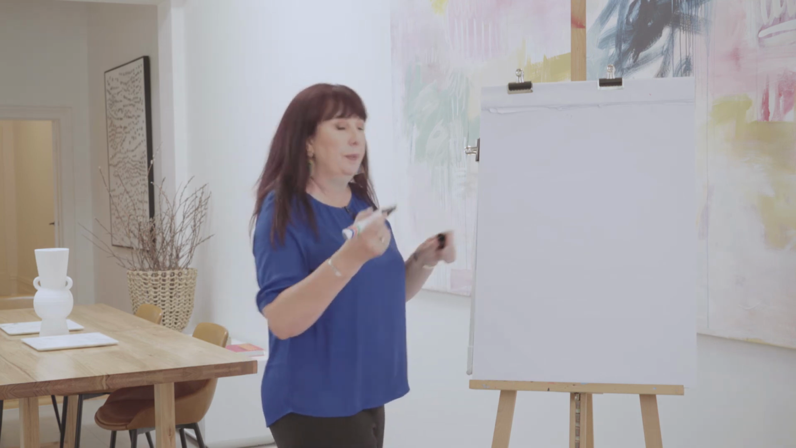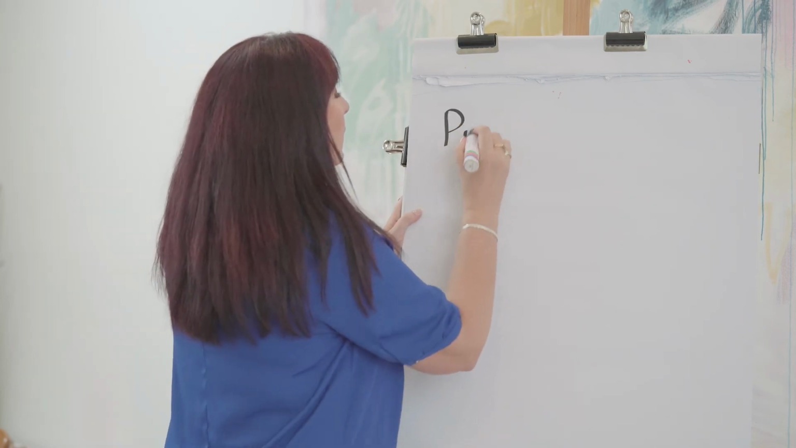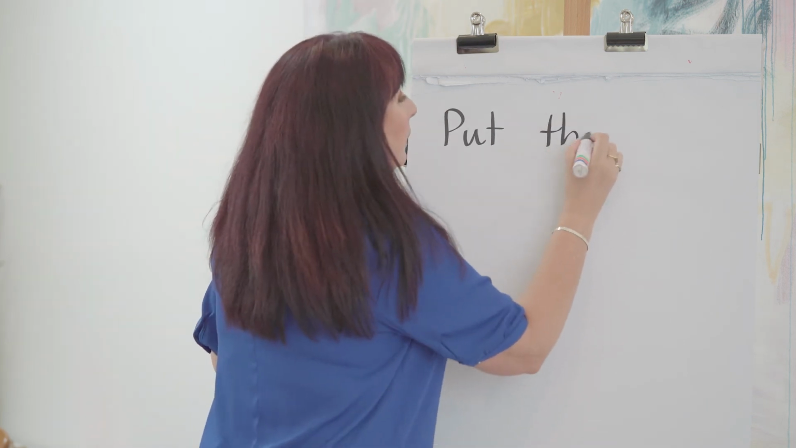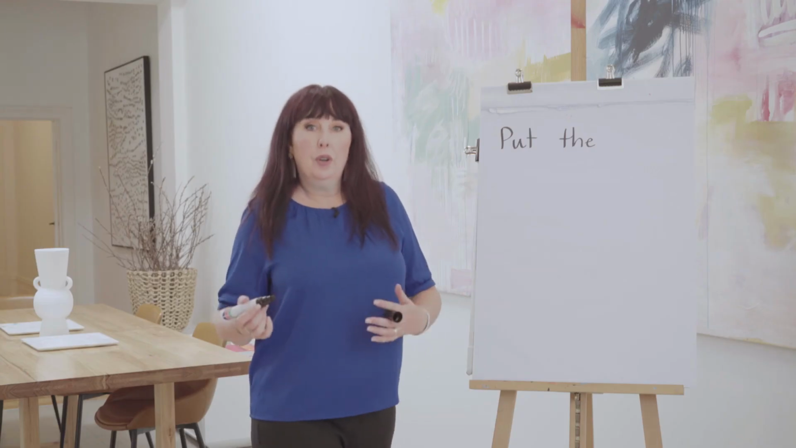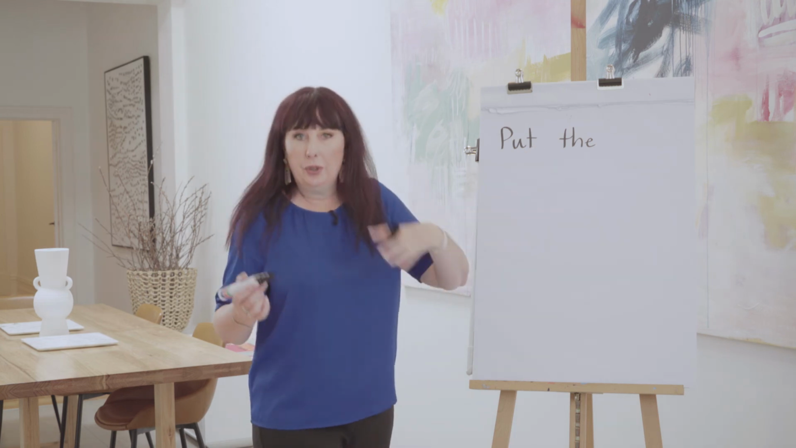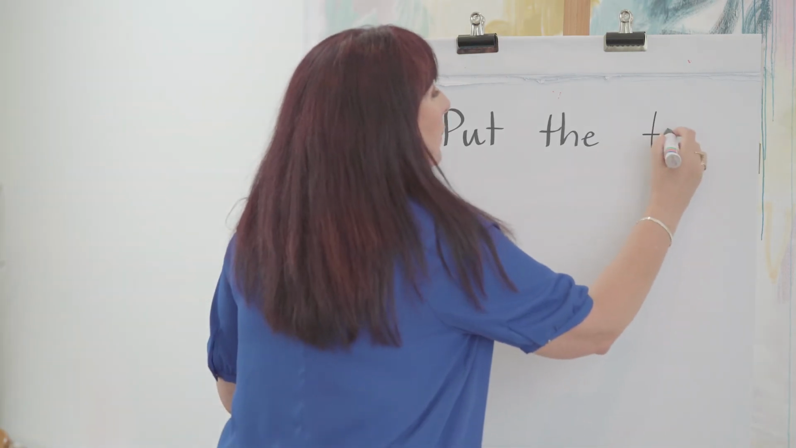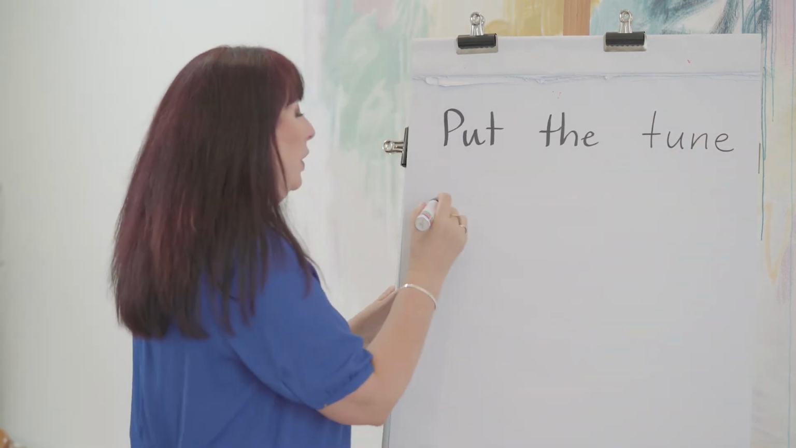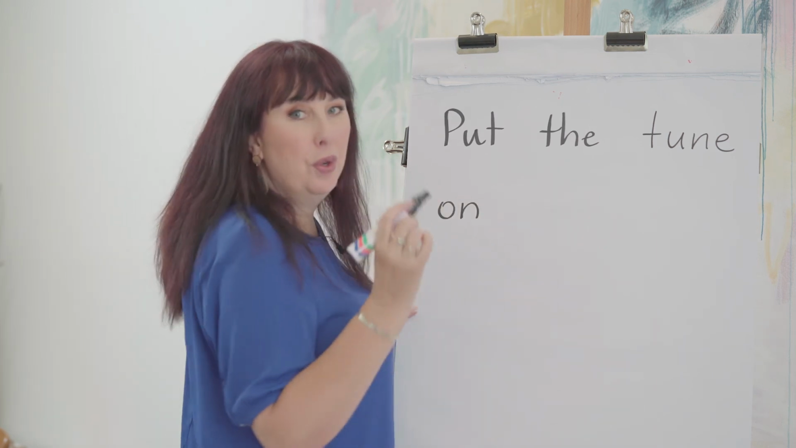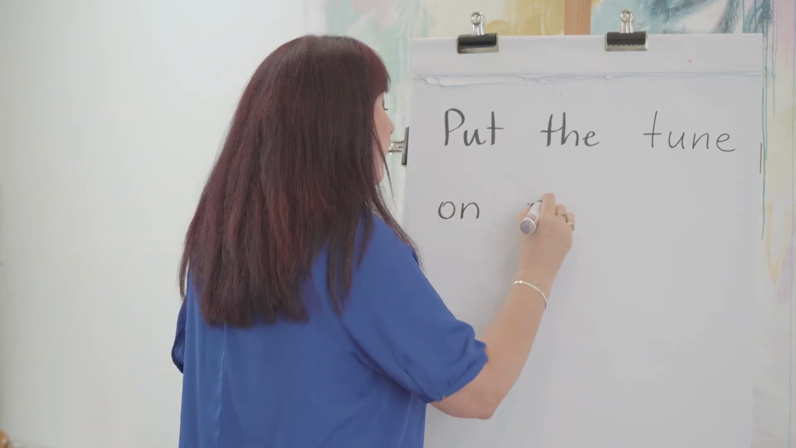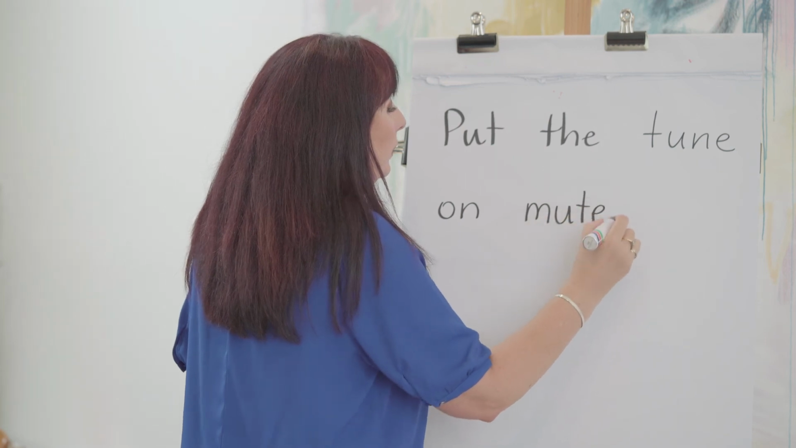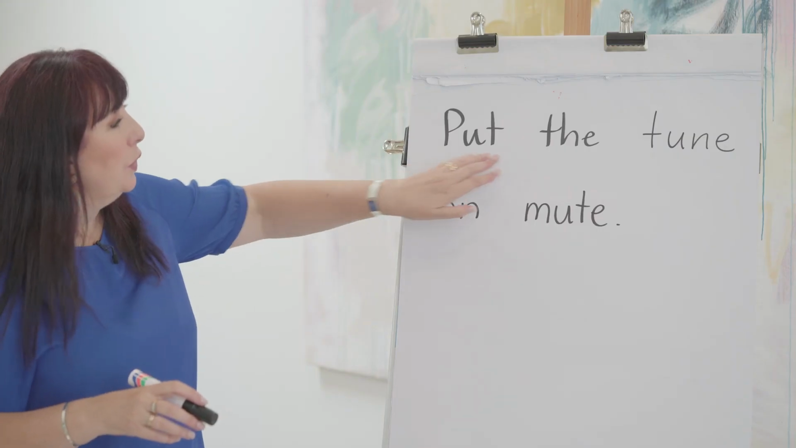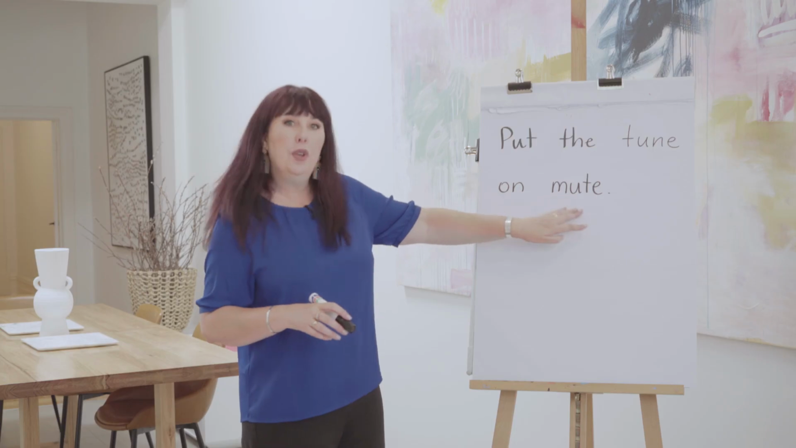Our first word is put. Put the tune on mute. Put the tune. That's a tricky one because it sounds a bit like a ch, but we use a t. Put the tune on mute. Mute. Mute. And a full stop. If you need a bit of time, you can pause it. Put the tune on mute.